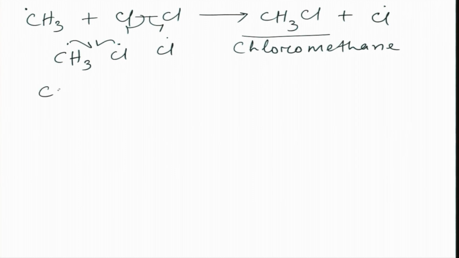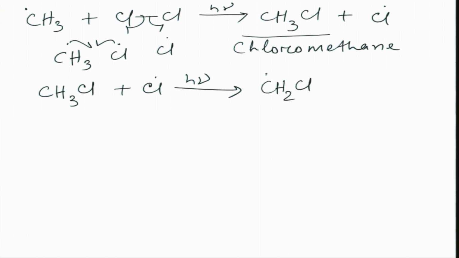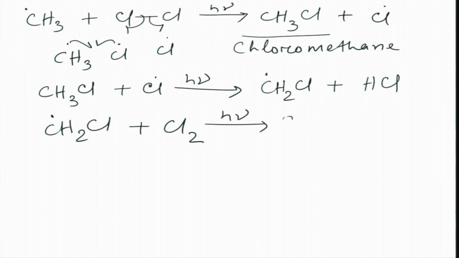Now, this CH3Cl plus 1 chlorine free radical. All these reactions are in the presence of H nu. Okay. It again breaks one CH bond and it forms CH2Cl free radical and HCl. Then again CH2Cl free radical will react with another chlorine molecule to form CH2Cl2 and 1 chlorine free radical.